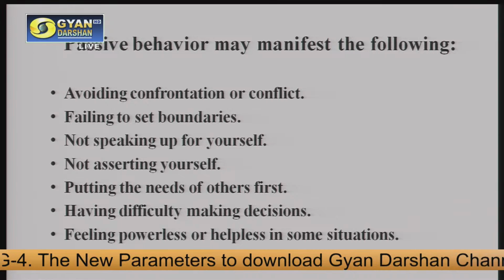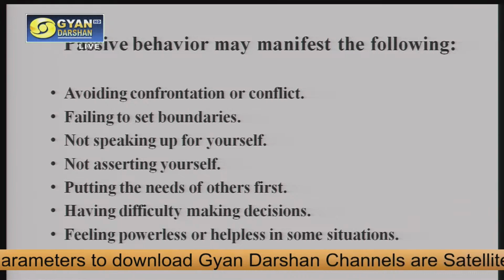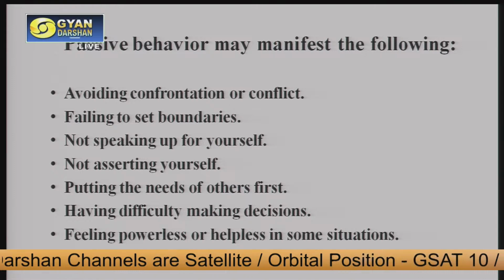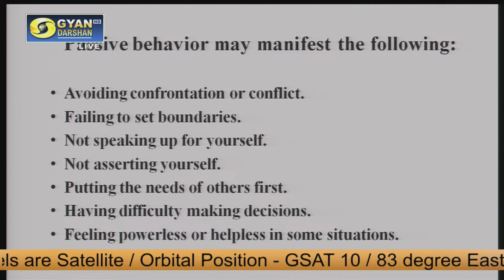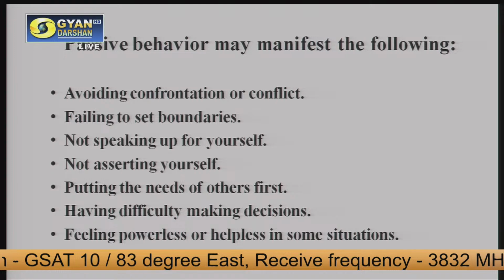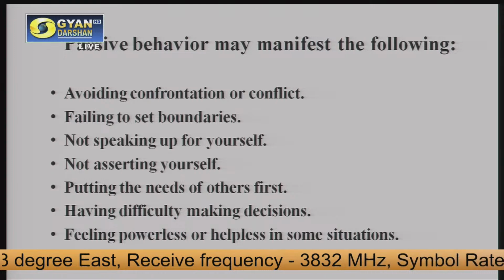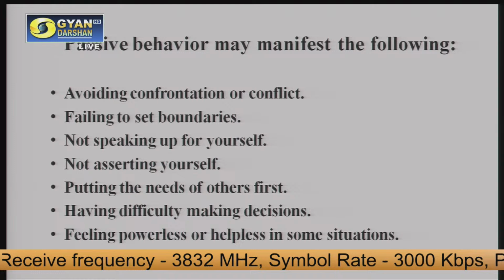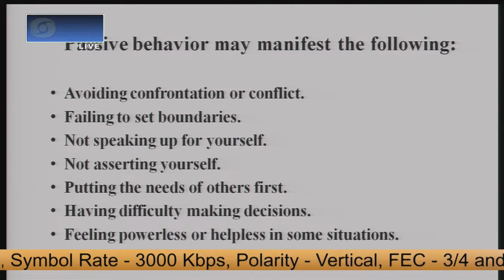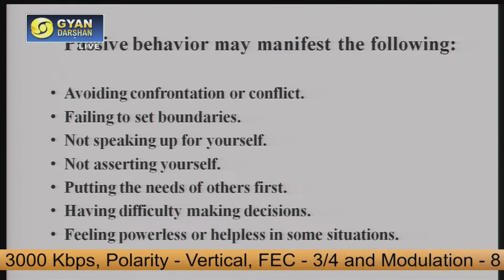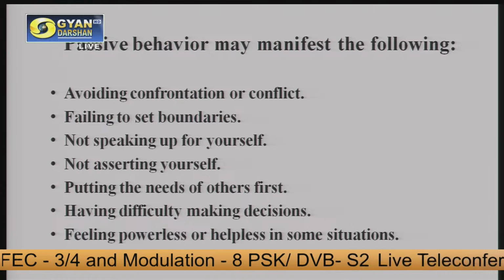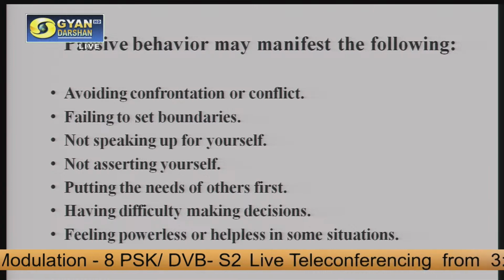Let's go forward. Passive behavior may manifest in the following ways. One is avoiding confrontation or conflict. Even when somebody is taking advantage of them, they don't speak it out. They don't confront the person who is taking advantage of them. They don't express their needs. They don't express their rights. So people tend to take advantage of them.